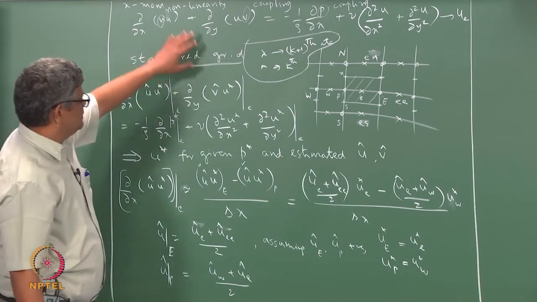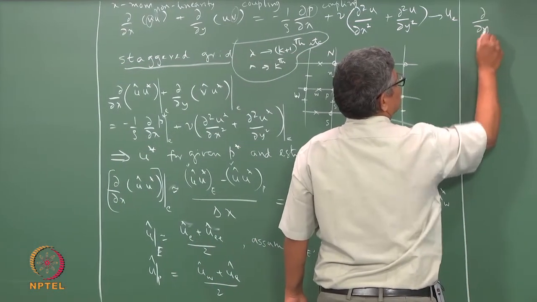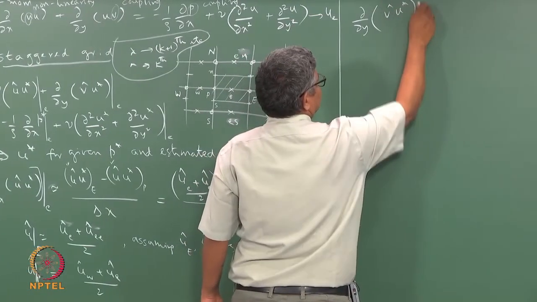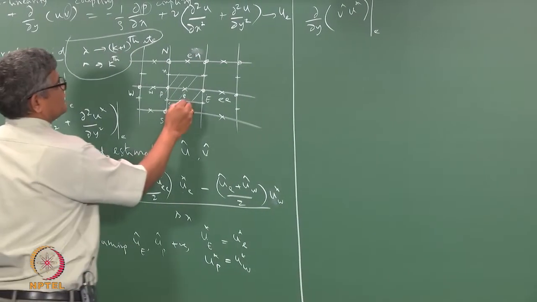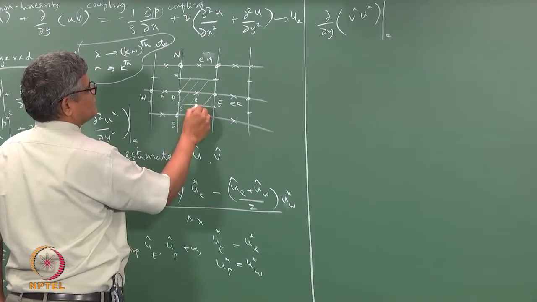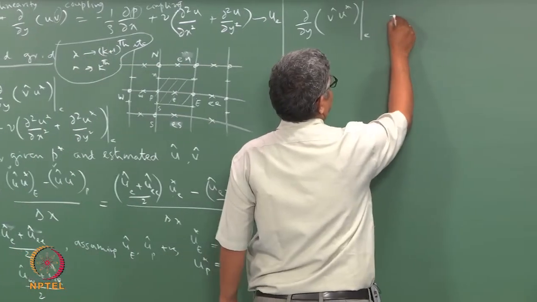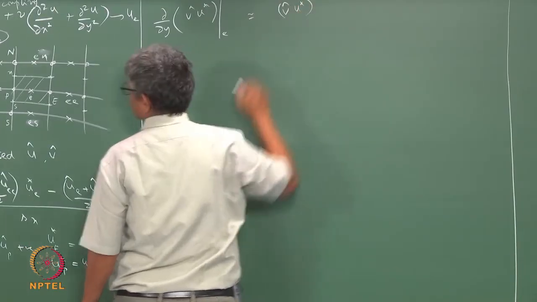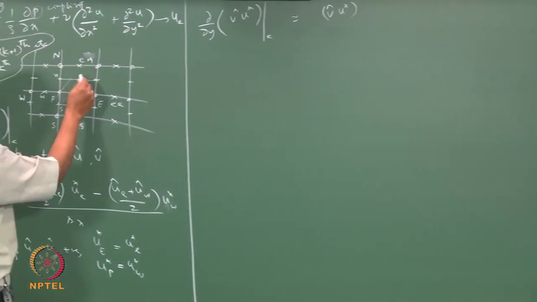In the same way we can come to this equation here. This term, ∂/∂y of v hat u star evaluated at the same point here, can be written as the value at this face minus the value at this face. So let's put some nomenclature here.